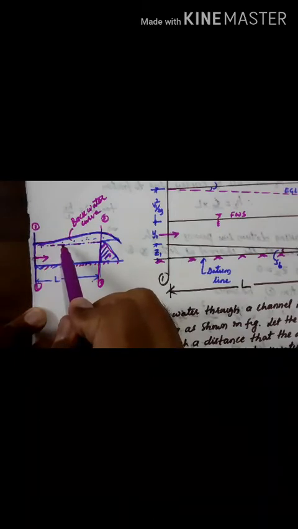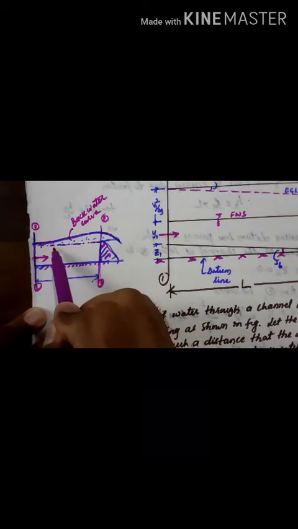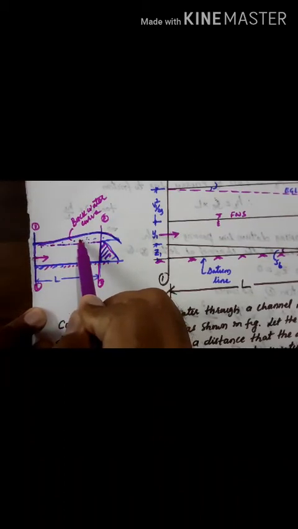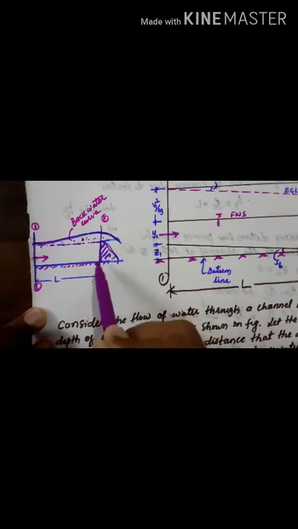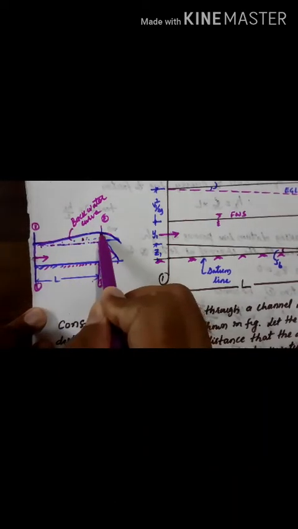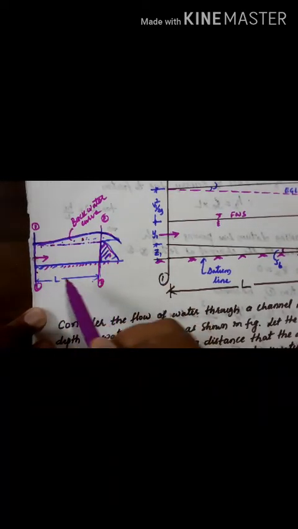The rise of water behind the obstruction, on the upstream side, is called afflux. If you take this as y2 and this as y1, y2 minus y1 is called afflux, and the length between section 1 and 2 is called the length of backwater curve. So now we are deriving the equation for this L.